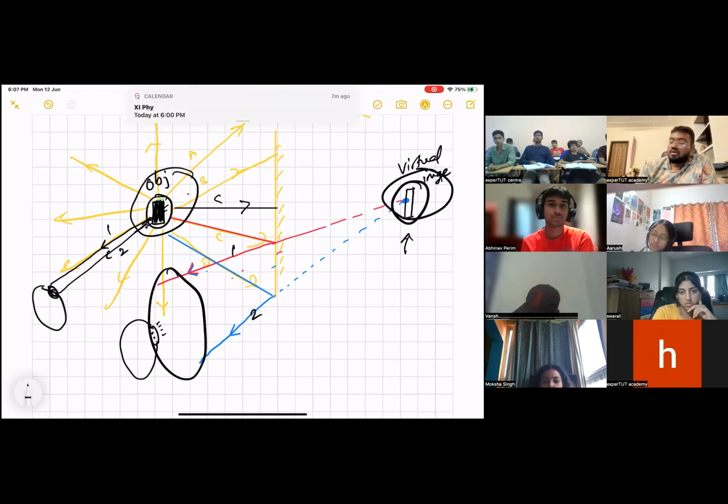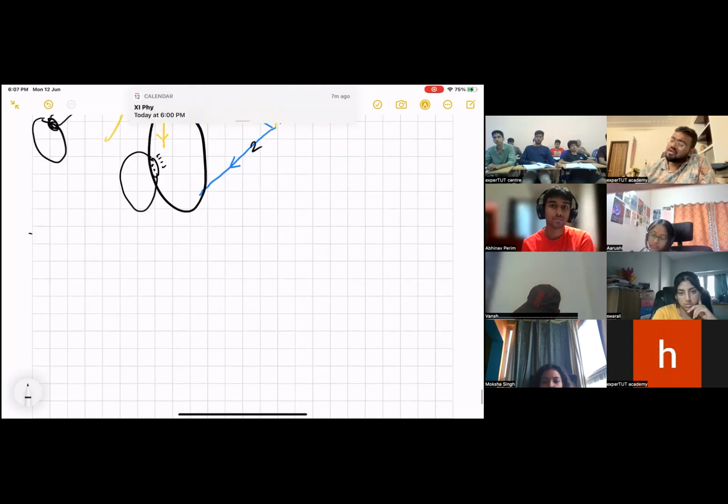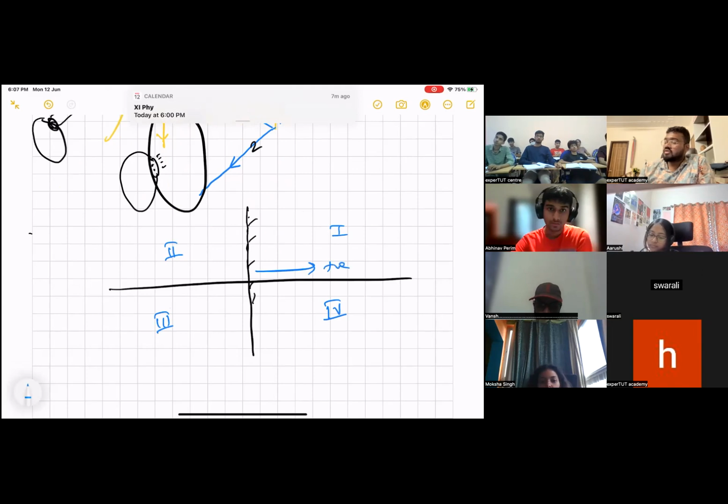In a proper treatment, there is a sign convention now. Sign convention means if this is a mirror, then this is the axis, and then there's the first quadrant, second quadrant, third quadrant, fourth quadrant. Very simple. Anything you measure to the right is positive. Left is negative, up is positive, and down is negative. Quickly write this.